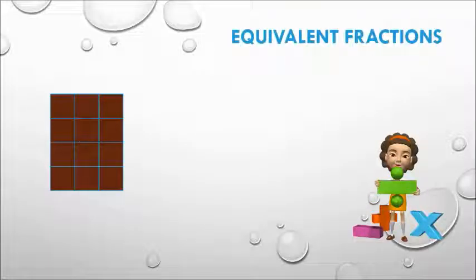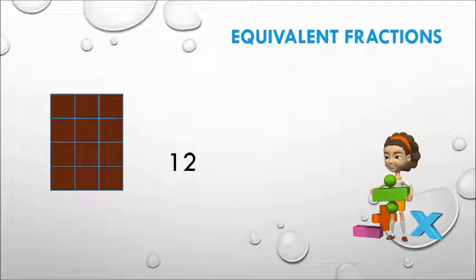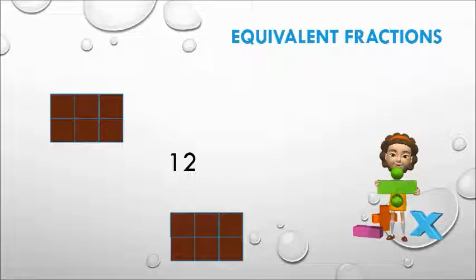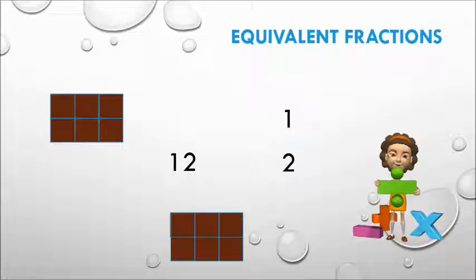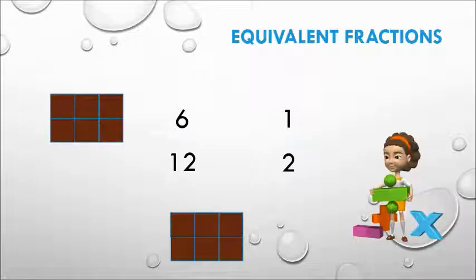Let's talk about equivalent fractions. What if you had one whole bar of chocolate consisting of 12 pieces? What if you split that bar between you and a friend? You now have 2 halves of the bar of chocolate. You give your friend 1 half, and so he now has 6 out of the original 12 pieces of chocolate.